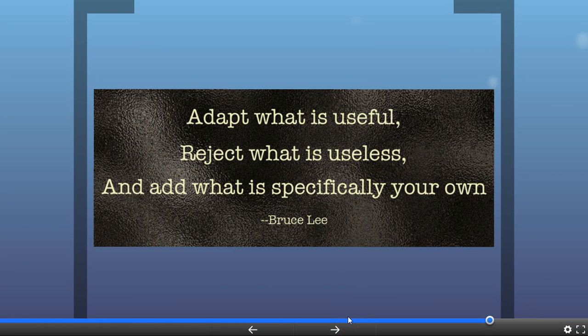So that concludes our presentation. Here's the quote that I have for you today. It says, adapt what is useful, reject what is useless, and add what is specifically your own.